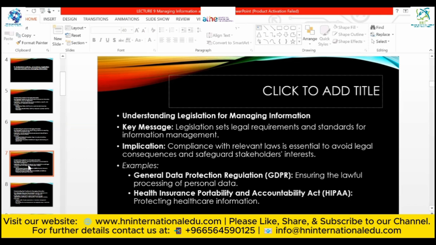For example, GDPR, the General Data Protection Regulation, ensuring the lawful processing of the personal data of the consumers, of the employees. Health Insurance Portability and Accountability Act, HIPAA, protecting healthcare information, that is the information which is used in the hospitals, in the clinics, and so on, even in the mental asylums as well.